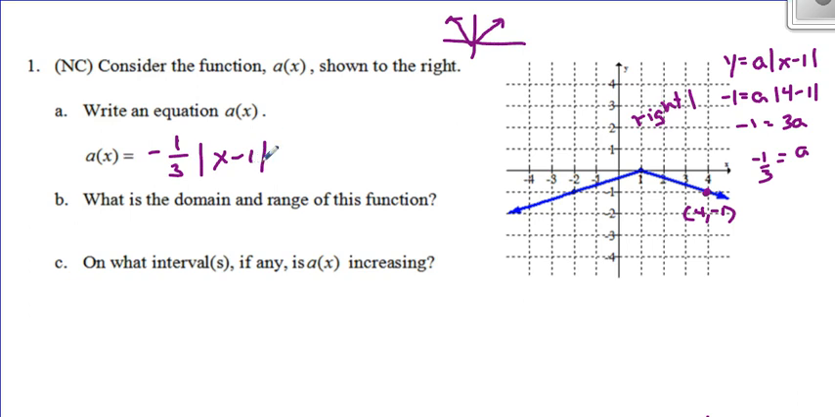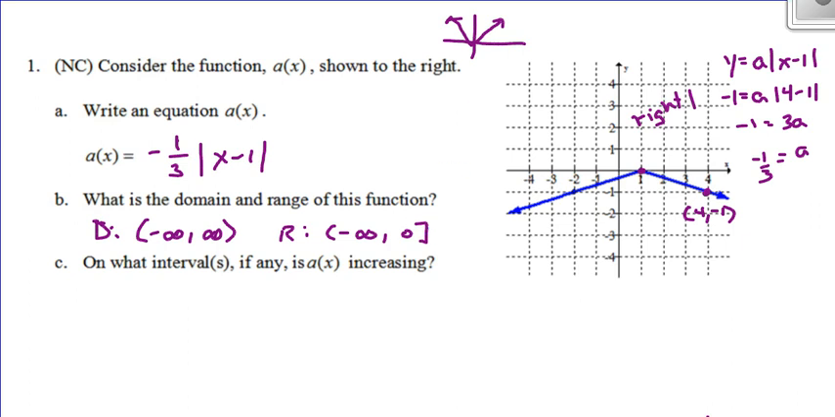Now in this problem, you might have also noticed that it's got this linear arm, so you could have pulled out that negative 1/3 as the slope, down 1 over 3. That only works because this is linear here. All right, for the domain, we can see this function goes forever to the left and to the right. So our domain is negative infinity to infinity. And our range has a maximum at 0, but then it goes down forever. So our range goes all the way from negative infinity up to 0, and it includes 0.